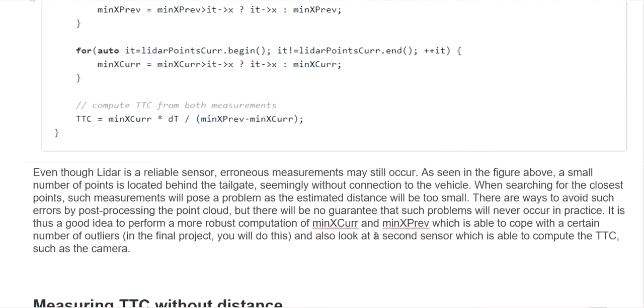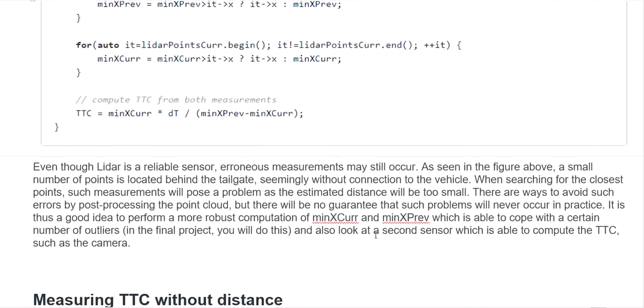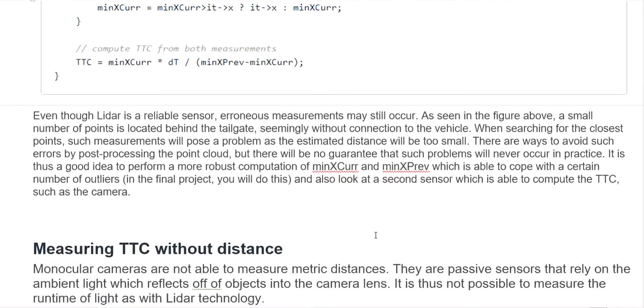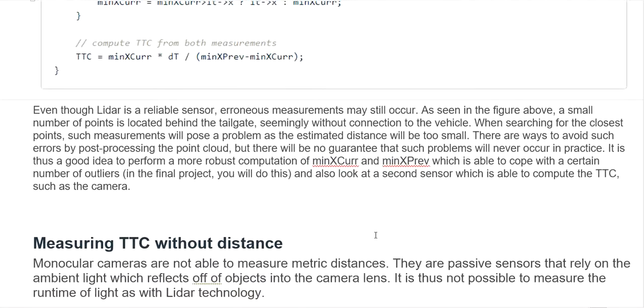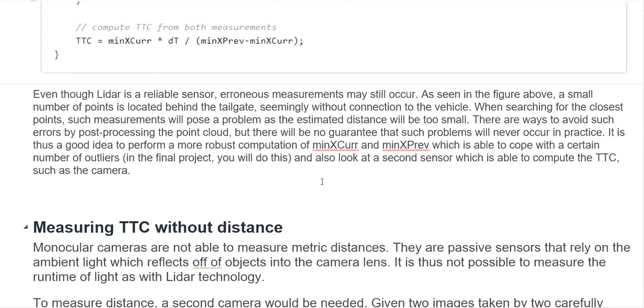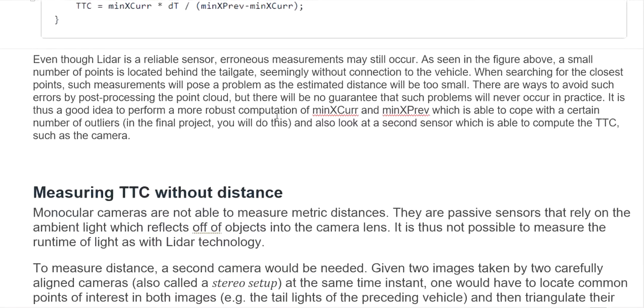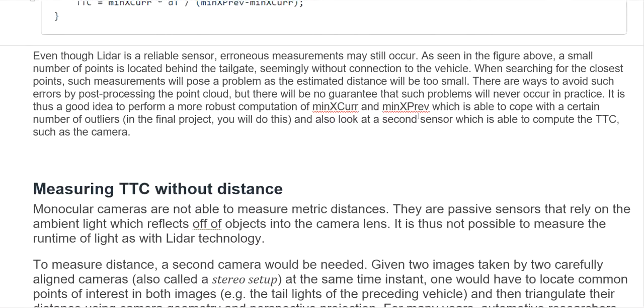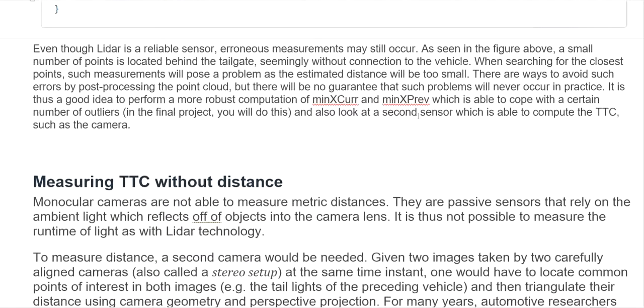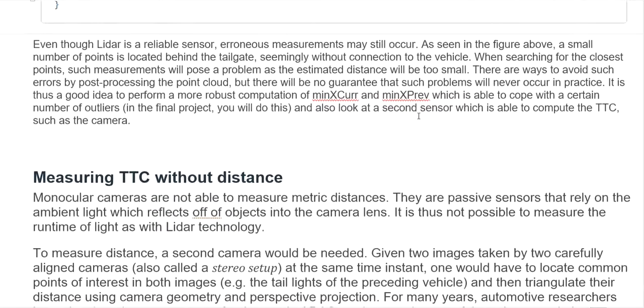Even though LiDAR is a reliable sensor, measurement errors may still occur. As seen in the figure, a small number of points is located behind the tailgate, simply without connection to the vehicle. When searching for the closest point, such a measurement will pose a problem as the estimated distance will be too small. There are ways to avoid such errors by pre-processing the point cloud, but there are no guarantees that the problem will never occur in practice.